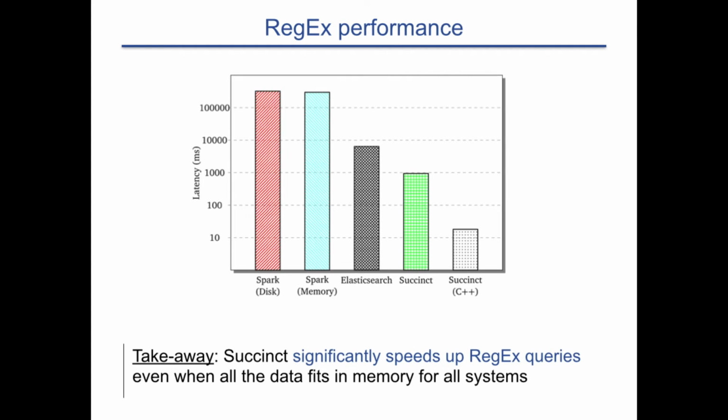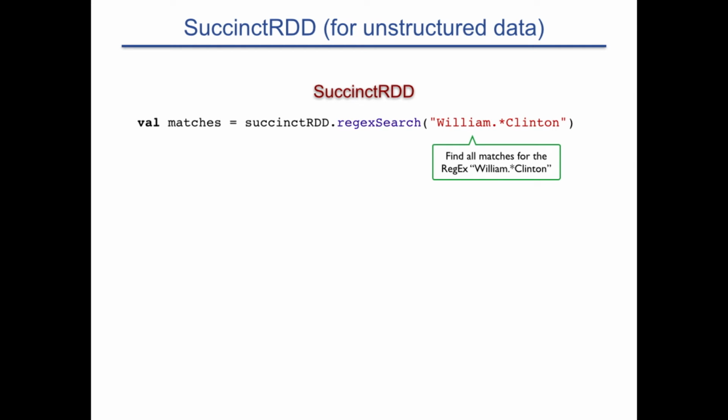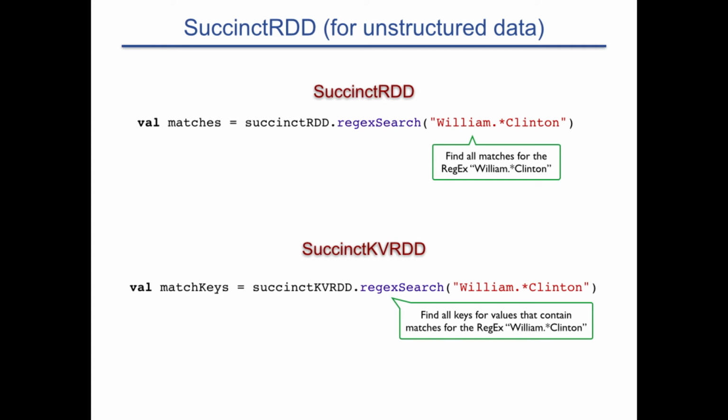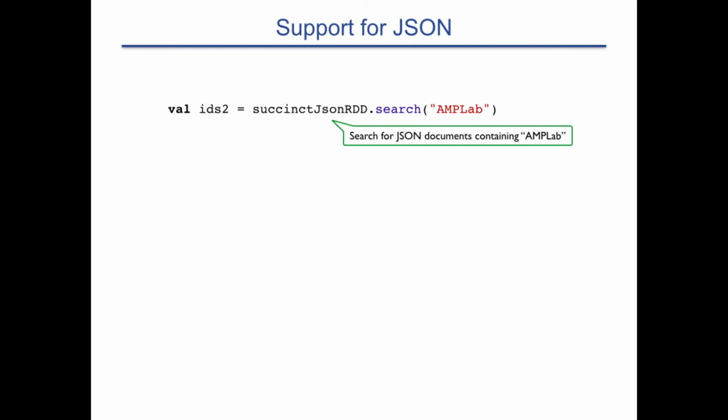One thing I want to note is that we also have a standalone implementation of Succinct in C++, and that is still, roughly speaking, 80x faster than Spark. I think this shows that there is a lot of improvement to be done on the Spark side as well, in the scheduling layer. So on Succinct RDDs, you can now extend the API to do regex search, and you can actually run regex queries. On Succinct KV RDD, you can do the same thing just by replacing search with regex search, and enjoy it while it lasts. Now, support for JSON: again, just replace Succinct RDD or Succinct KV RDD with Succinct JSON RDD, and you can search JSON documents.